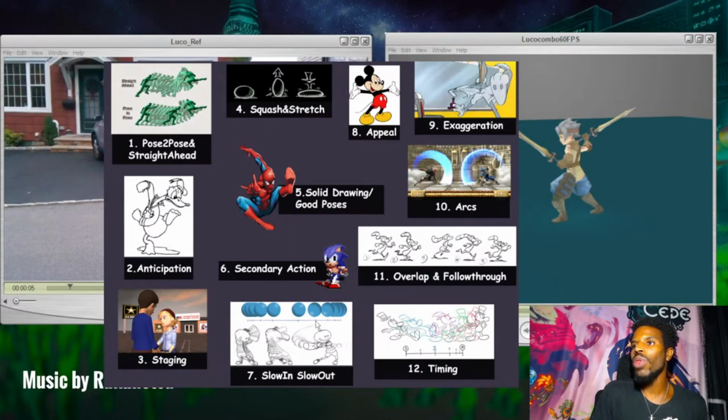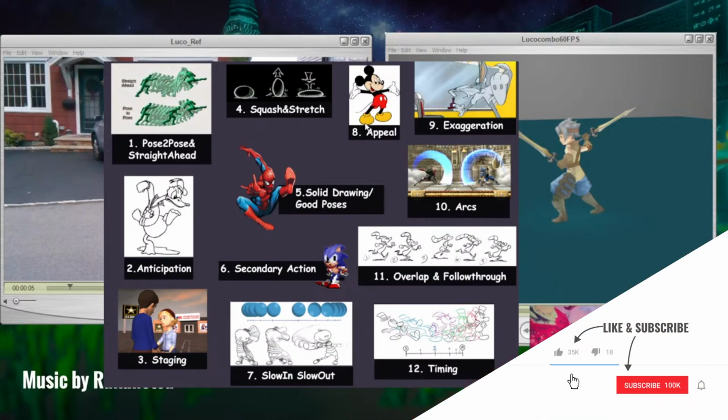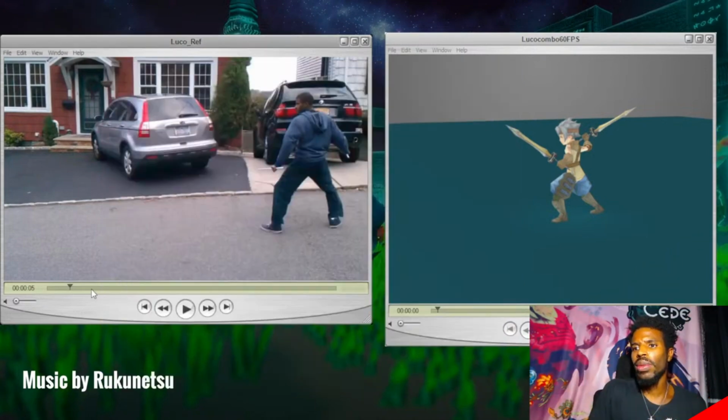And then from there, you will be able to do what? You'll be able to exaggerate. You'll be able to put character appeal on it and all that stuff. You can still get character appeal through your reference as well. When you're acting out, that comes with great acting. But yeah. So back to this.